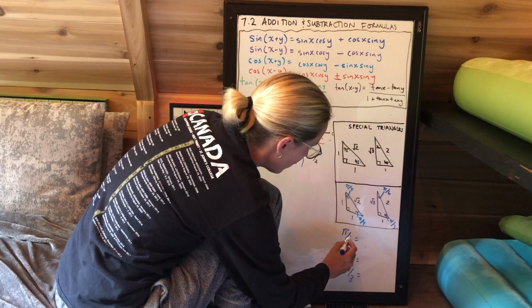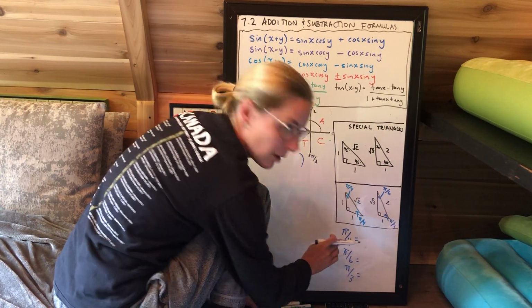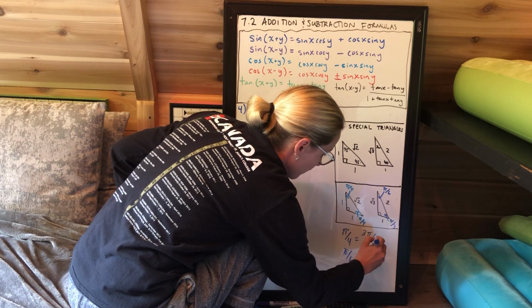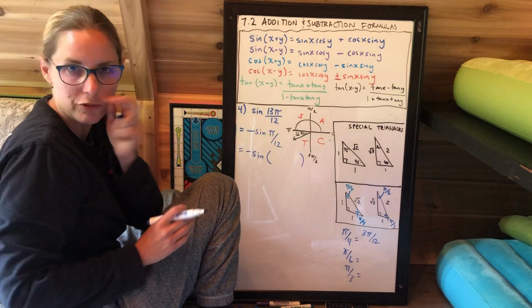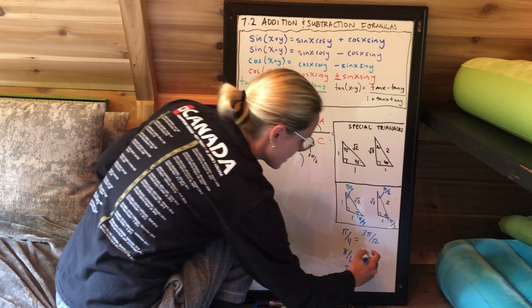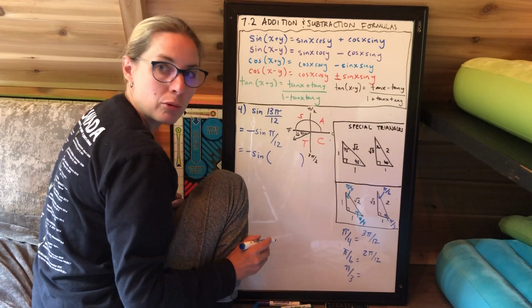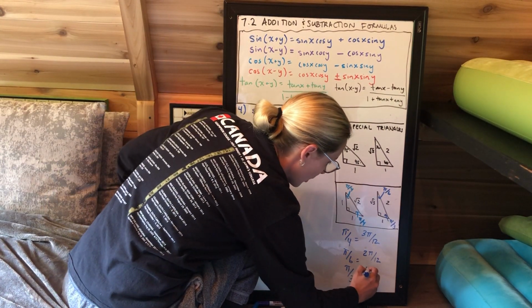I can. Okay, so if I want to change this to something over 12, obviously I multiply the 4 by 3. I have to multiply the pi by 3. So this is 3 pi over 12. Okay, that shouldn't be hard for people to see. Pi by 6 is equivalent to 2 pi over 12. Pi by 3 is equivalent to 4 pi over 12.